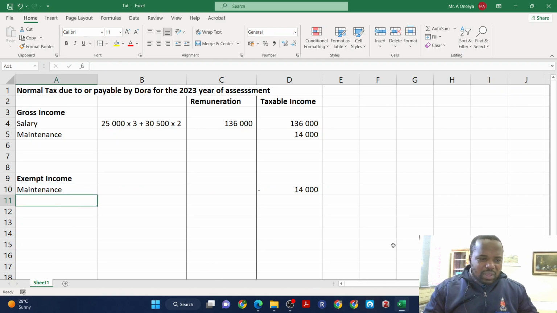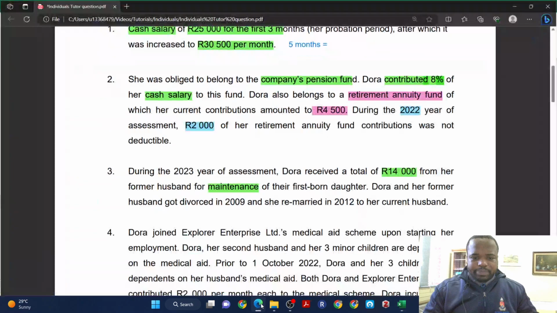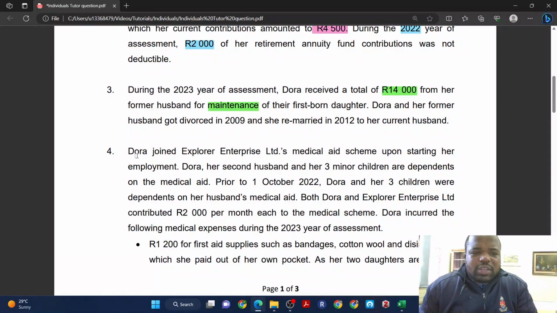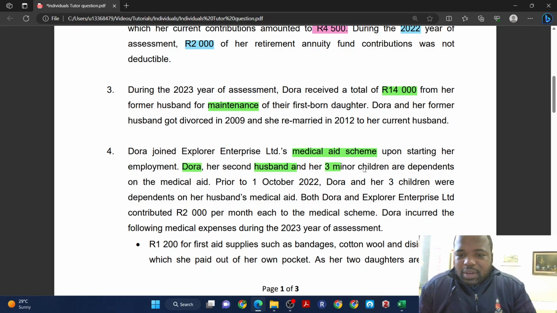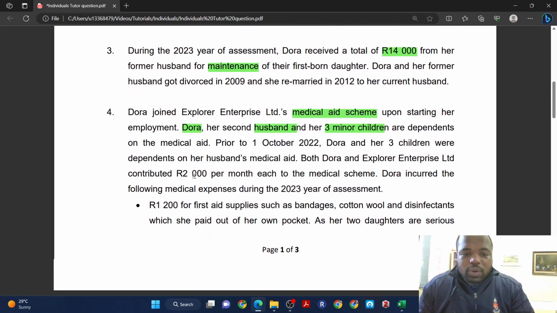Dora joined Explorer Enterprises Limited medical aid scheme. So a medical aid scheme should trigger something. Now you are in the realm of 6A and 6B. Upon starting her employment, Dora, her second husband, and 3 minor children are dependents on the medical aid. So now you know you're dealing with 5 people on the medical aid.